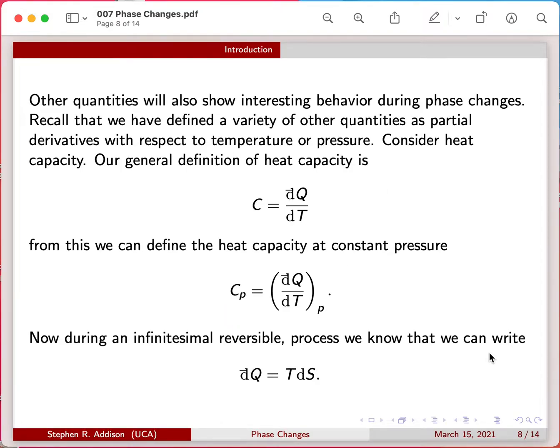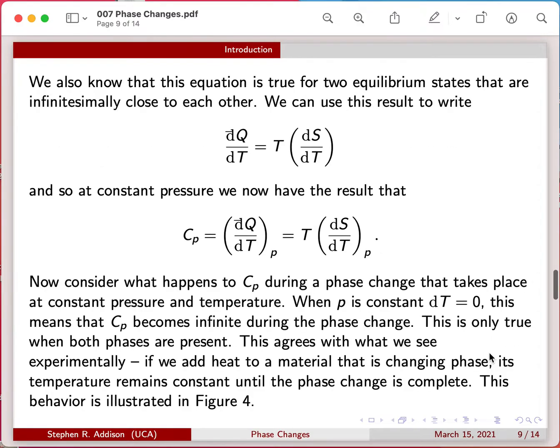So other related quantities also show some interesting behavior. If we remember the definition of heat capacity, we can look at the heat capacity at constant pressure. Then we can use the relationship between heat transfer and entropy change, and we can see that we can define heat capacity in terms of the change in entropy. We've done that before. And if we look at what happens during the phase change, the pressure is constant.